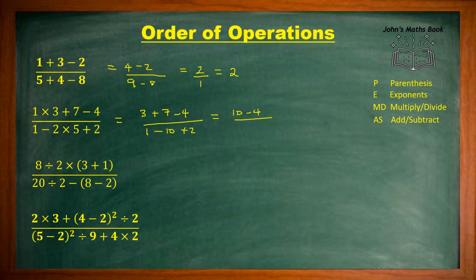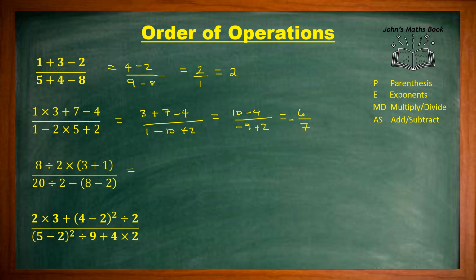So again we have a subtraction and an addition, so we just need to work from left to right. So 1 minus 10 gives minus 9 plus 2. That equals, and back to the numerator, 10 minus 4 is 6, and minus 9 plus 2 is minus 7. So it becomes 6 divided by minus 7.